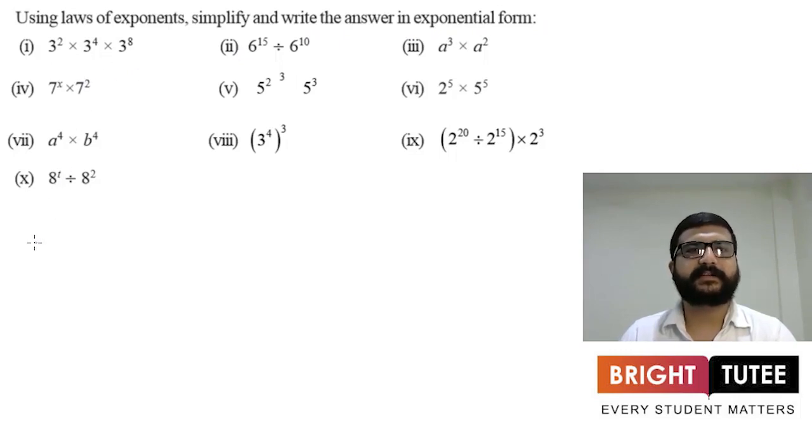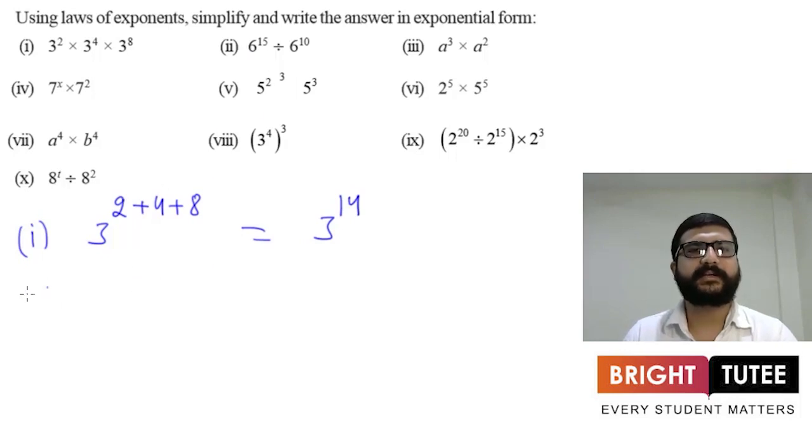Let's see the first one. It is 3 to the power 2 into 3 to the power 4 into 3 to the power 8. So what we are doing, we are multiplying powers with same base. So what we will do, we will keep the base same and we will add powers, or we will add exponents. So it will be 3 to the power 2 plus 4 plus 8. Now 2 plus 4 is 6 and 6 plus 8, it is 14. So this becomes 3 to the power 14.